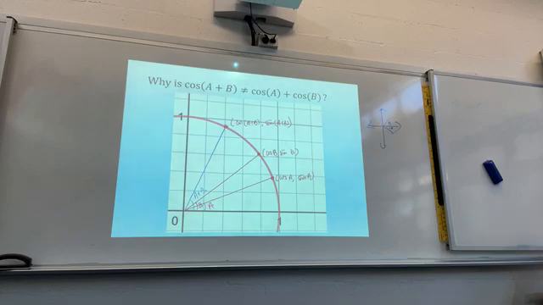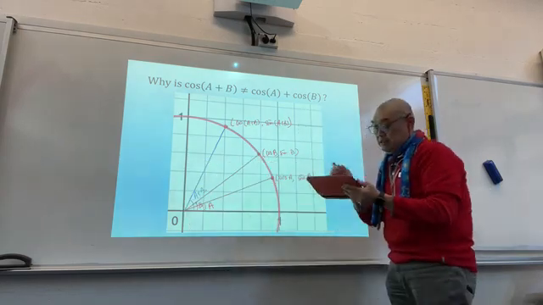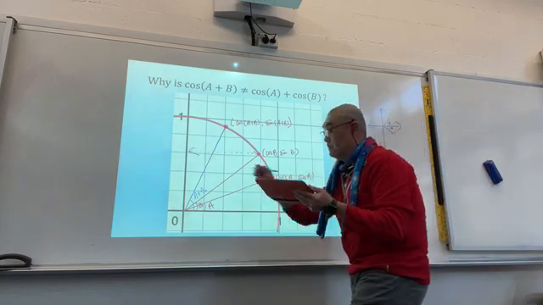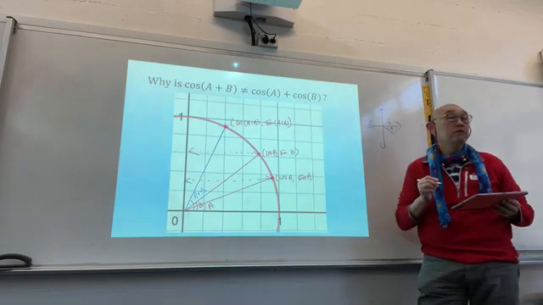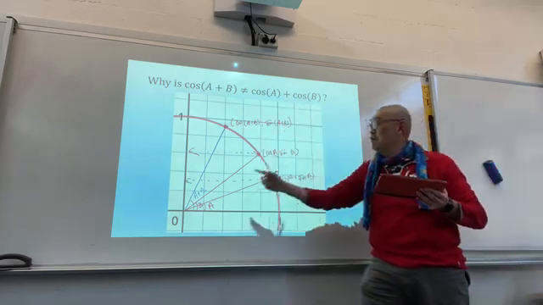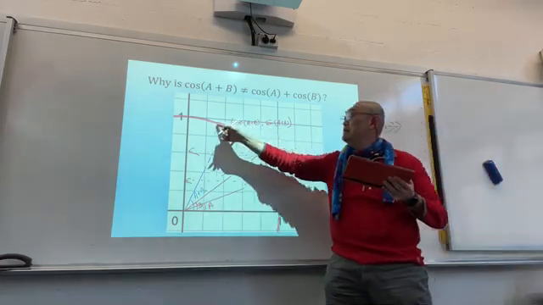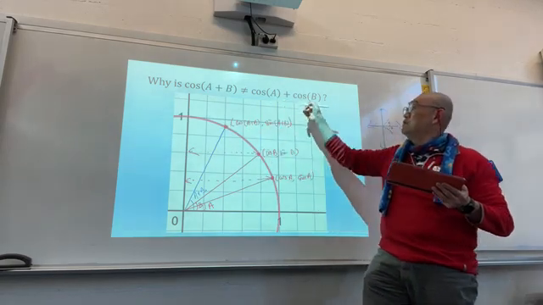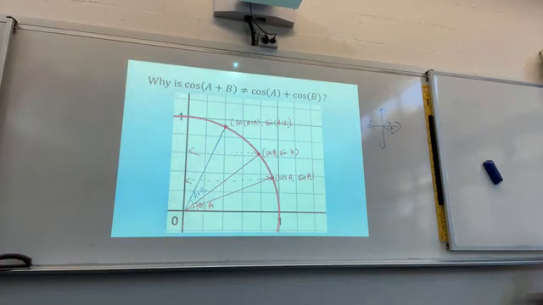If you think about cos A plus cos B, that will be this distance plus that distance. Correct? So if cos A plus cos B is that and that, it is actually not the same as this distance here. Therefore cos A plus cos B is not cos(A plus B). Got it?